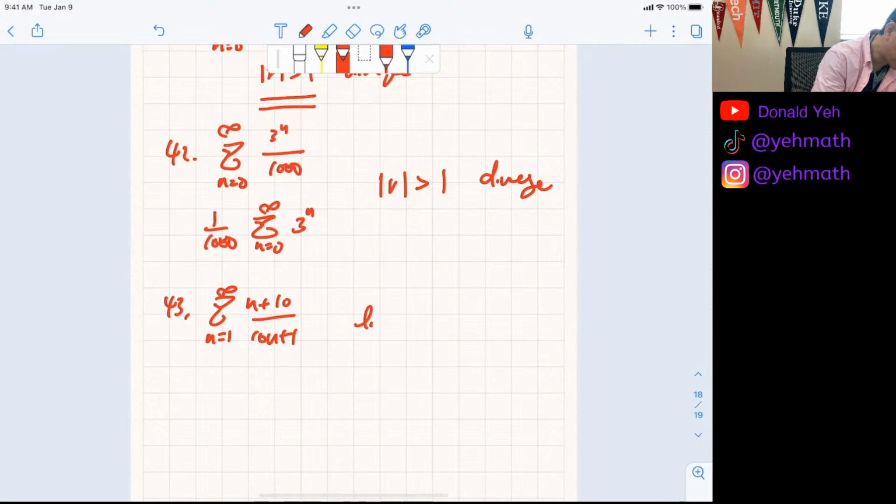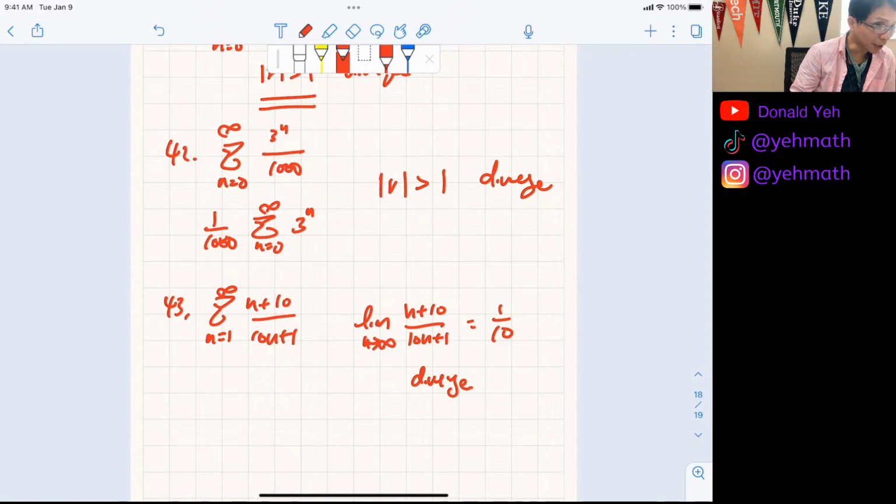You're going to say, okay, well, the limit as n approaches infinity of (n plus 10) over (10n plus 1) is equal to 1 over 10. So therefore it diverges, because it's not 0. If a sequence converges, but it is a series, it can still diverge.